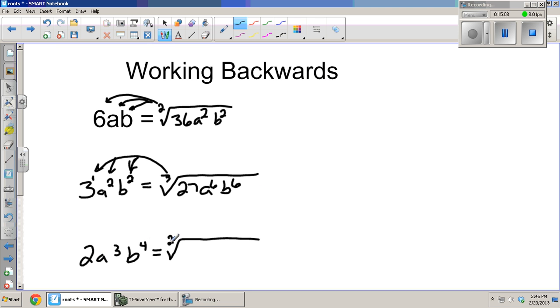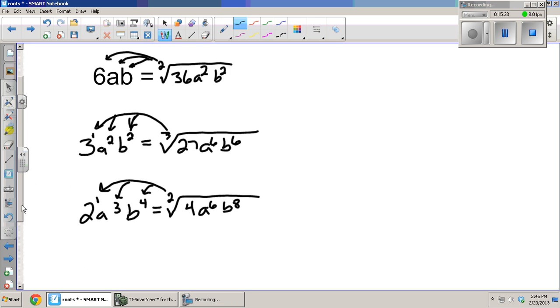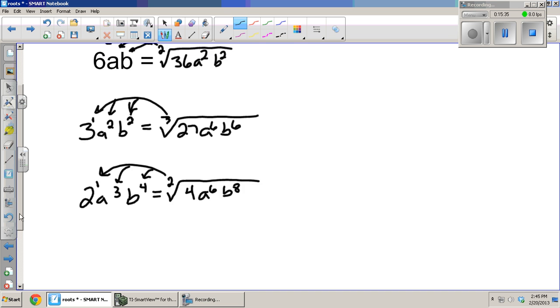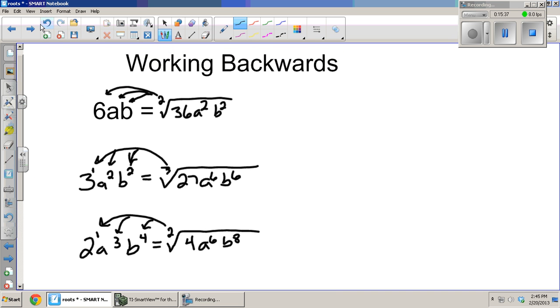Once again, there's the square root. That means 2 times all of these things. Times that 1, that 3, that 4. So 2 times 2 is 4. And 3 times 2 is 6, so I'd have A6. And 4 times 2 is 8, so I'd have B8. And that's how you're going to have to work these back over into it. And that's how you work backwards.